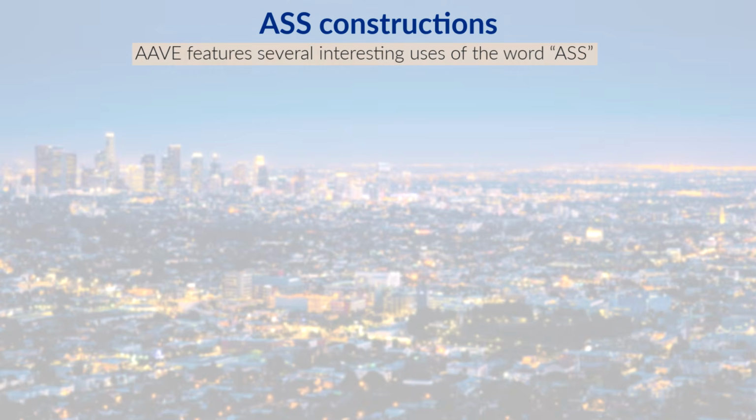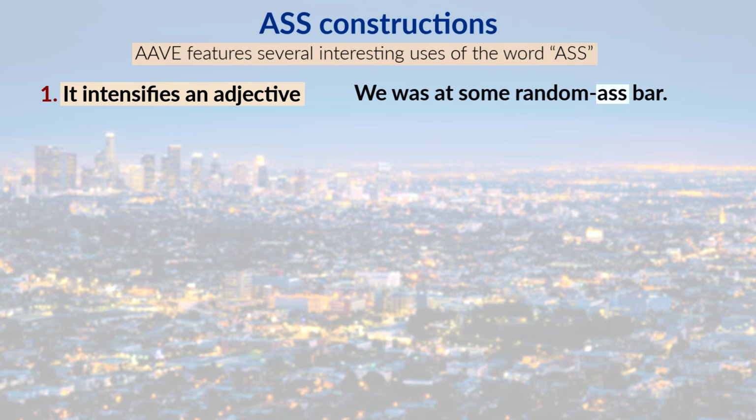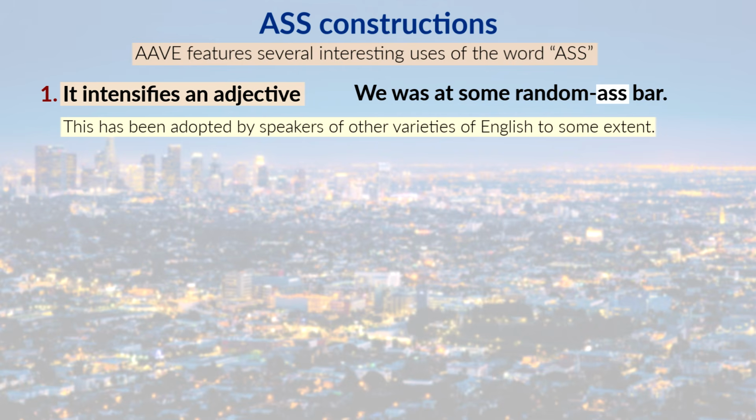Ass constructions. AAVE features several interesting uses of the word ass. First, it intensifies an adjective. We was at some random ass bar. This has been adopted by speakers of other varieties of English to some extent, and even some speakers of standard English use it in casual settings when they want to be more expressive.